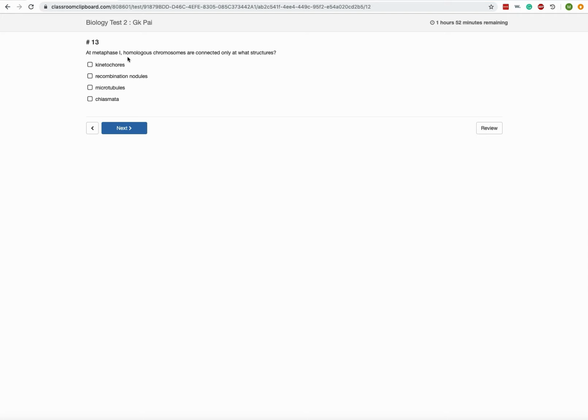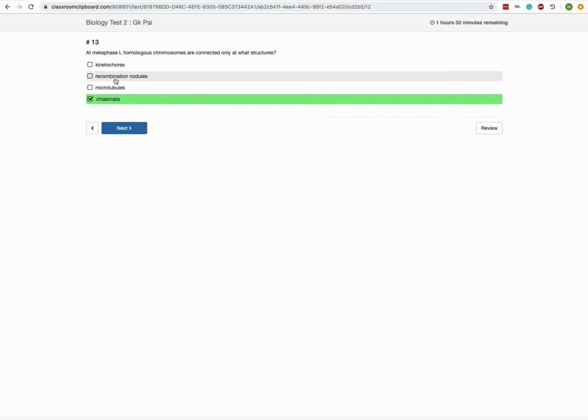At metaphase 1, homologous chromosomes are connected only at what structures? That would be chiasmata. That's where they are connected. They're not connected by microtubules or kinetochores or, I'm not actually really sure what recombination nodules is, but I can tell you that's not the answer. Chiasmata. And remember, this is during meiosis.